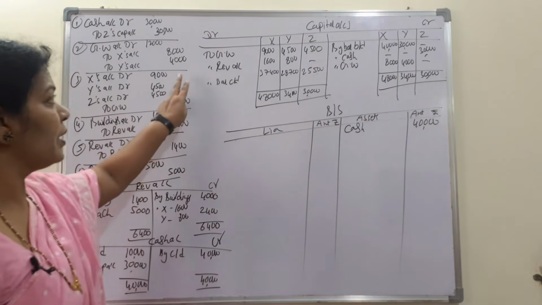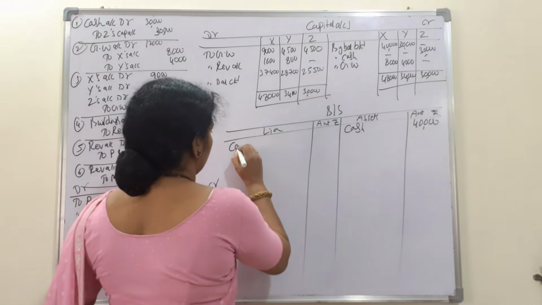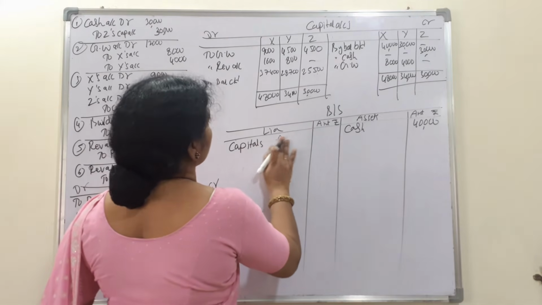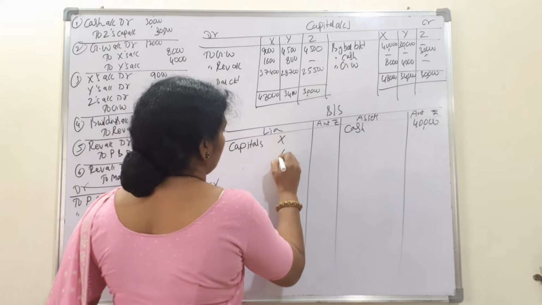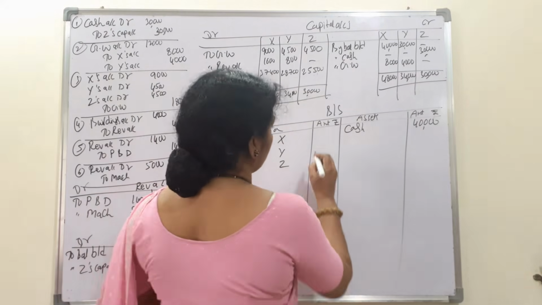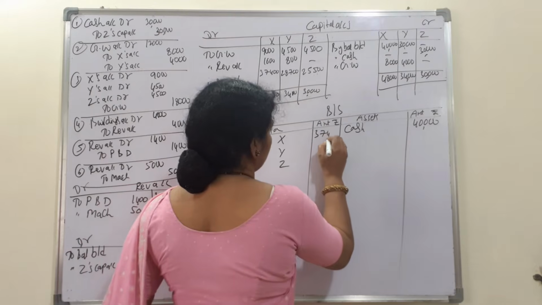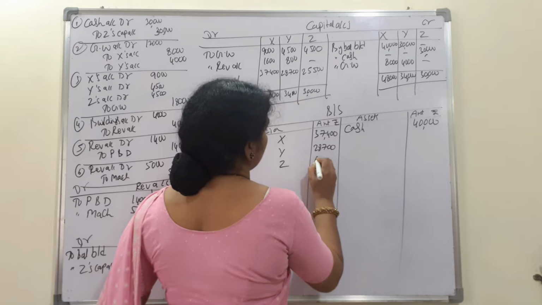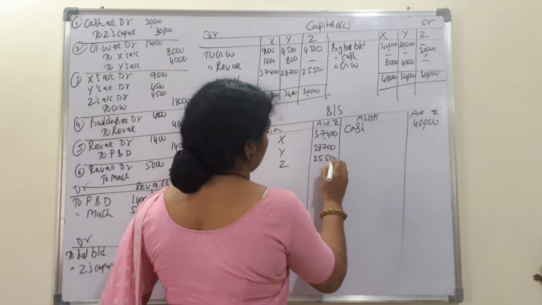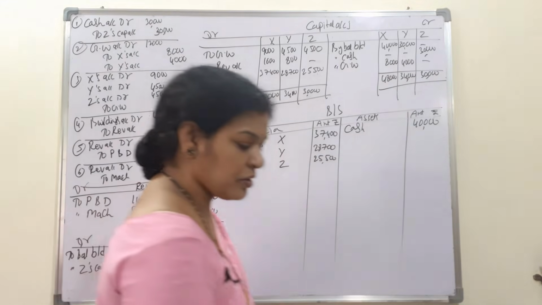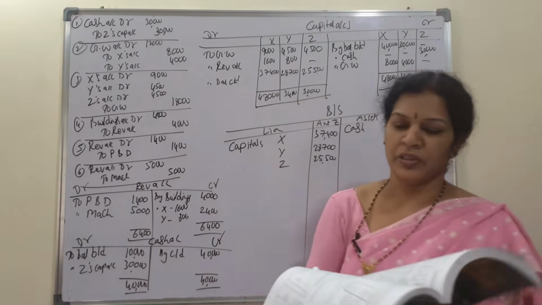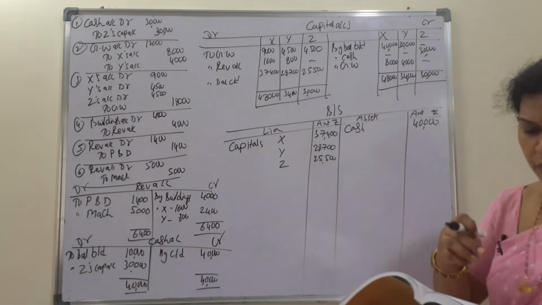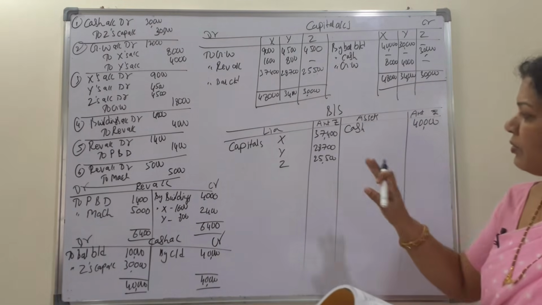Next we'll write the capitals here. Capital of X, Y, Z. X is 37,400, Y is 25,500 and Z is 28,700. And the rest of the assets we will take from the balance sheet. First one is here 37,400. Yeah, everything we got.